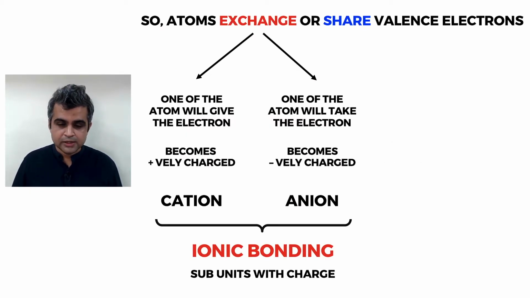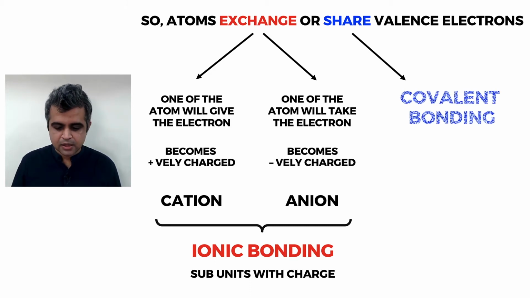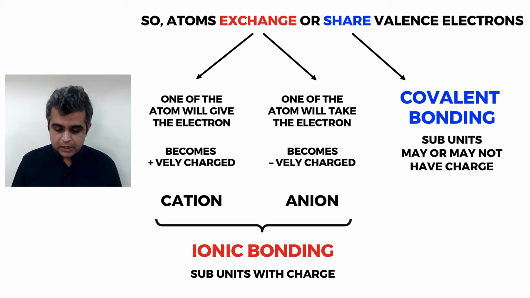So I hope ionic bonding is now clear to everybody, and it is also clear that by definition those compounds which indulge in ionic bonding are going to have the formation of ions, and their subunits are going to be with charge. So that brings us to the next type of chemical bonding, where atoms which are coming together do not exchange electrons but share electrons. And you know this, dear students, this is going to be called covalent bonding. Now the interesting thing is, in covalent bonding, the subunits may or may not have charge. And let me explain this a little bit in detail.